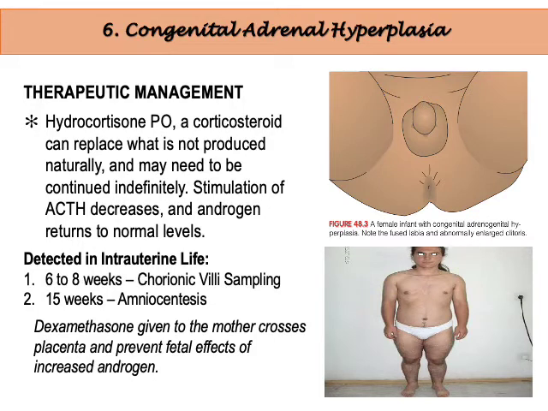Congenital adrenal hyperplasia can also be detected in intrauterine life by 6 to 8 weeks AOG through CVS or at 15 weeks through amniocentesis. If it is detected in intrauterine life, dexamethasone can be given to the mother. This crosses the placenta and prevents the fetal effects of increased androgen.